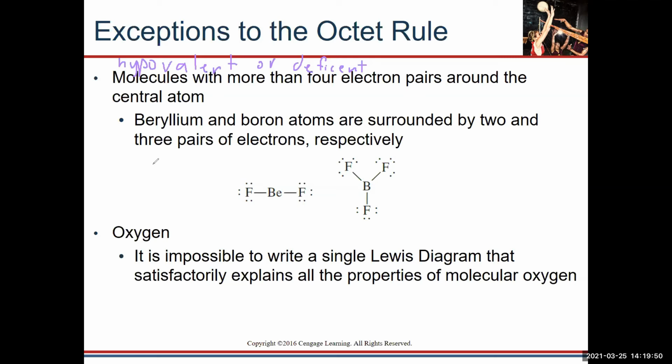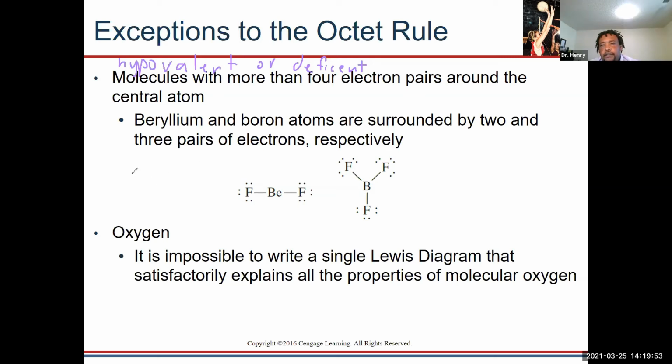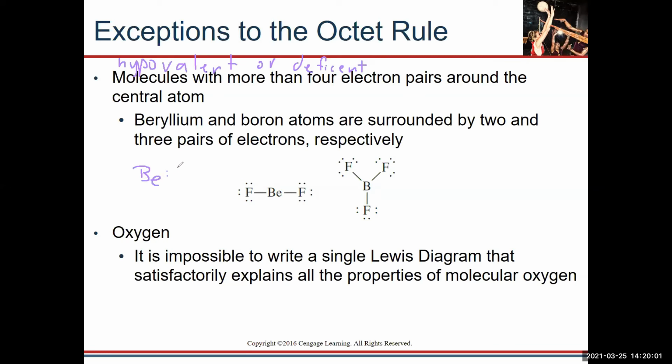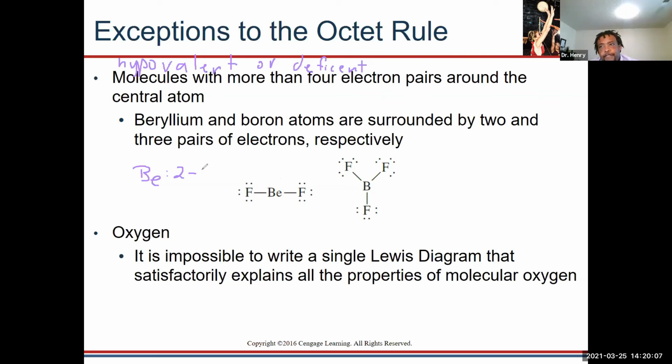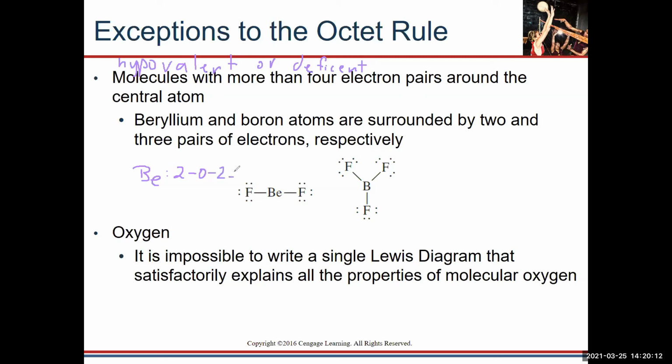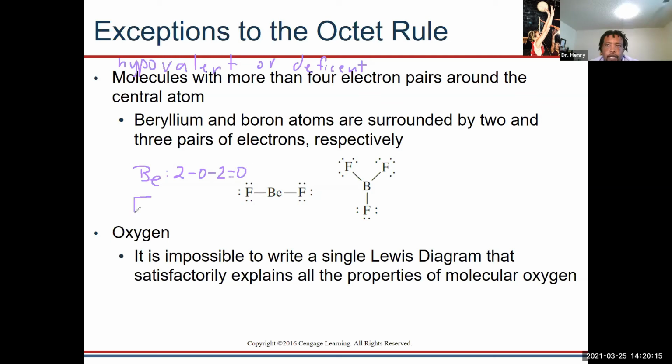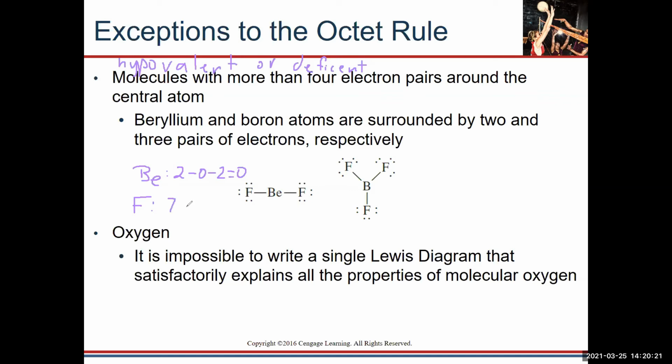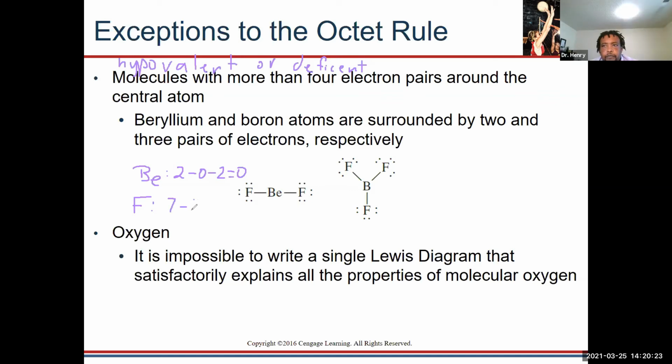So if we do the formal charges for beryllium: Beryllium has how many valence electrons? 2. Any lone pair around it? No. And how many bonds? 2. And then that fluorine, if we look at just one of them, because the other one is exactly the same: 7 valence electrons, lone pair 6, bonds 1.